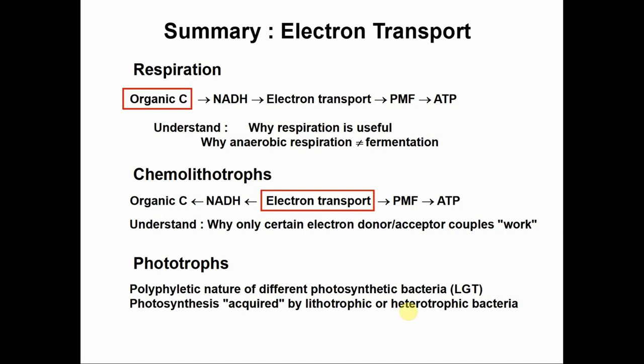Okay, so that's the end of the two lectures on bacterial energy metabolism, and I'll see if this recording has actually worked. Otherwise, I'm going to have to record the whole thing again.